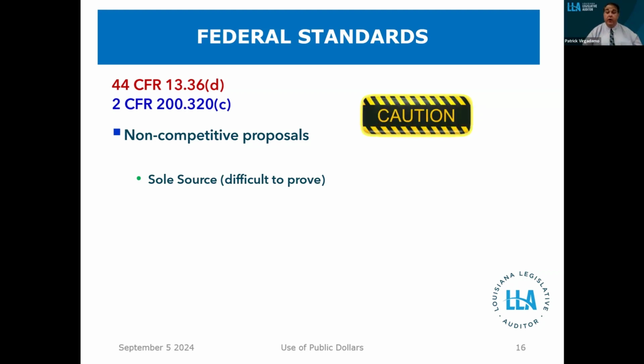So if you only get one response, you get one response, but you can't just take the word of a vendor saying, well, we're the only sole source. It is difficult to prove. And even under the state procurement code requirements for state agencies, it is not enough that it's only made by one entity. It's, do you have multiple vendors that provide access?